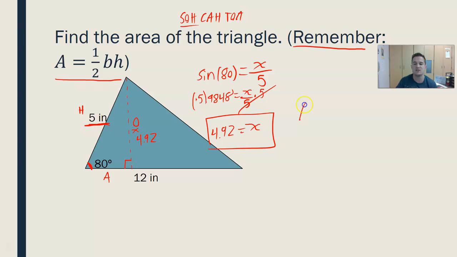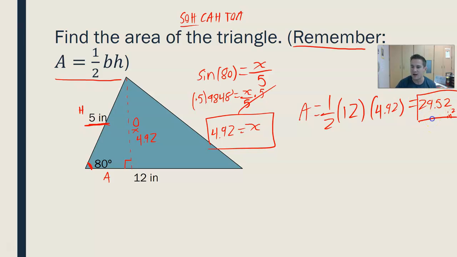So the area of this triangle is 1/2 times the base, which is 12, times the height, which is 4.92. Well, 1/2 times 12 times 4.92 is about 29.52. And this would be inches squared, since I'm talking about inches. That would be the area of this triangle, using what I know about the area of a triangle being 1/2 times the base times the height.